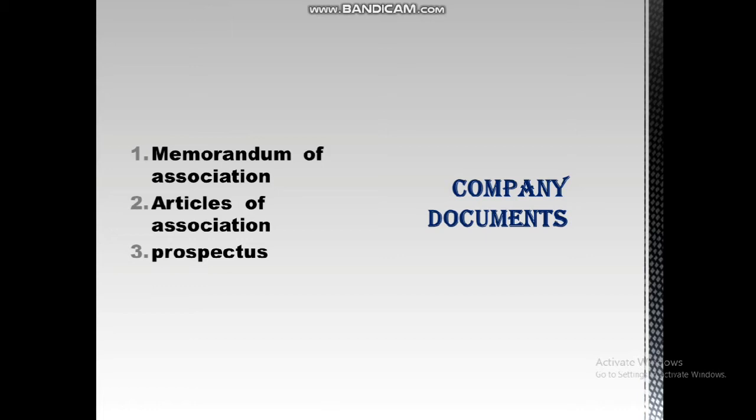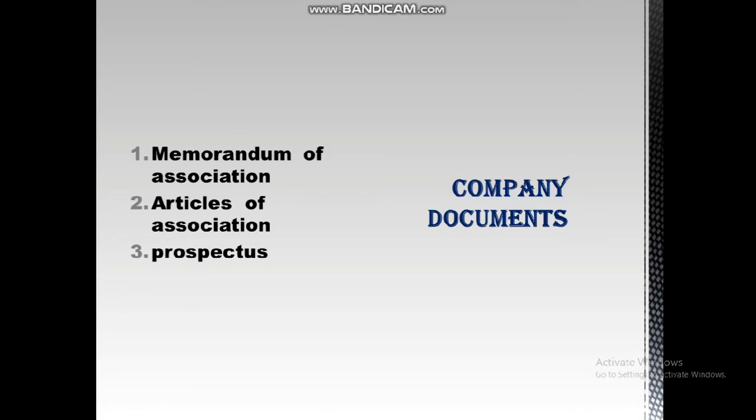In order to get a company incorporated, promoters have to deposit along with the application a copy of the Memorandum of Association, that is MOA, and a copy of the Articles of Association and the prospectus. These are the three important company documents. These documents are called the primary documents of incorporation. Following are the primary documents of the company.